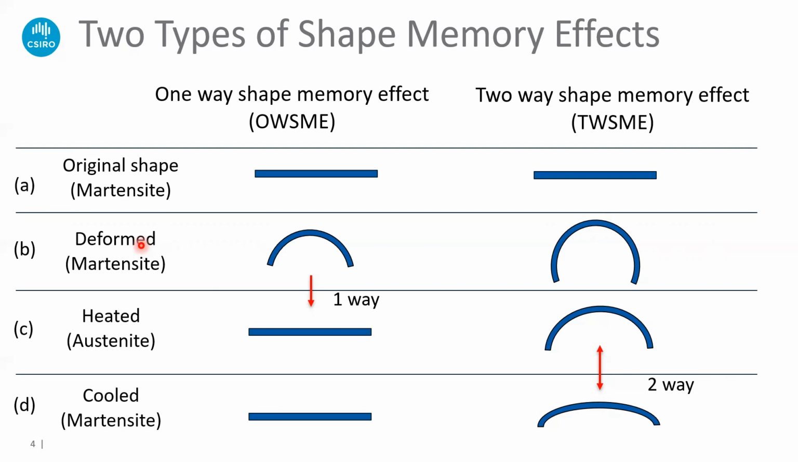But for the two-way shape memory effect, when the temperature cools down, it can have a second shape, which is different from the shape heated up at the austenite phase, and also different from the original shape. And this is what we normally need for many applications, especially for sensors and actuation.